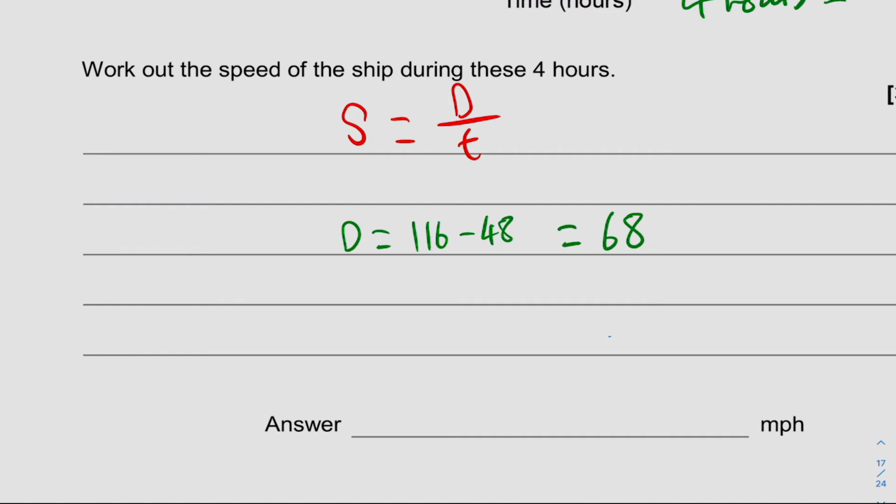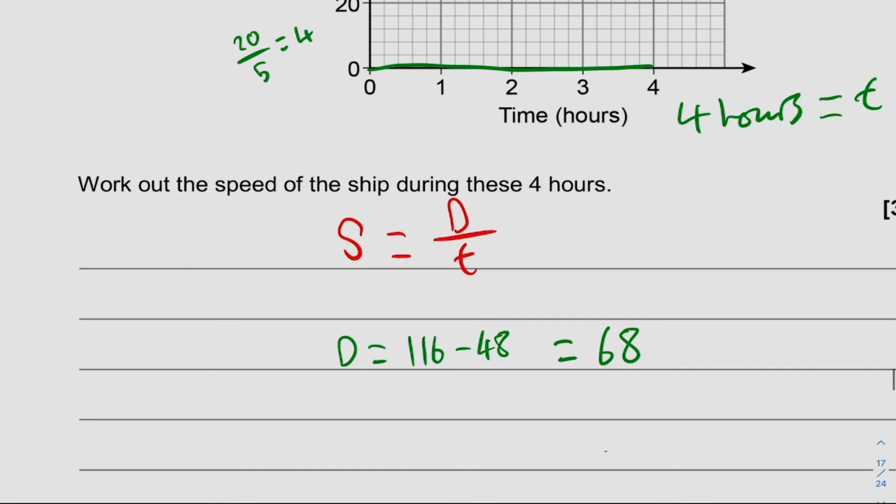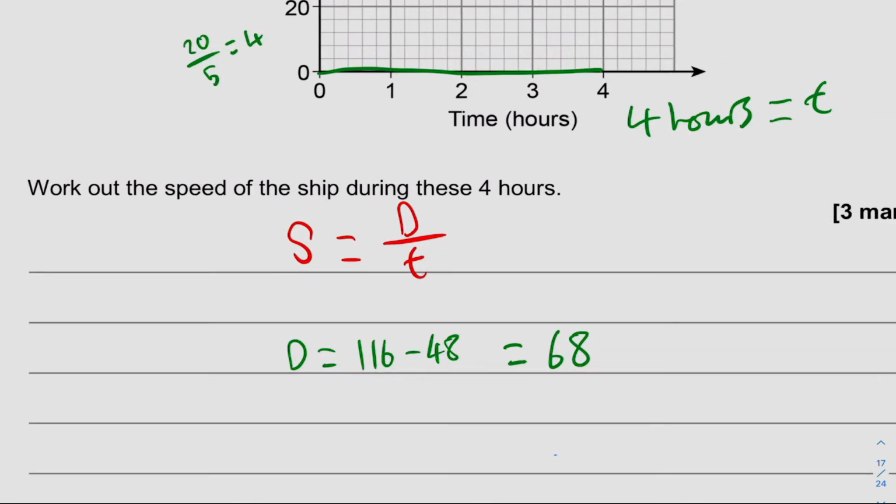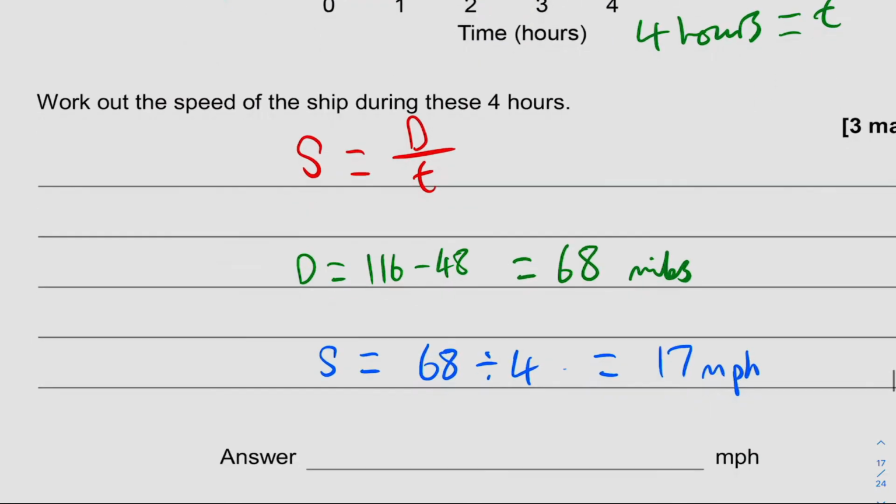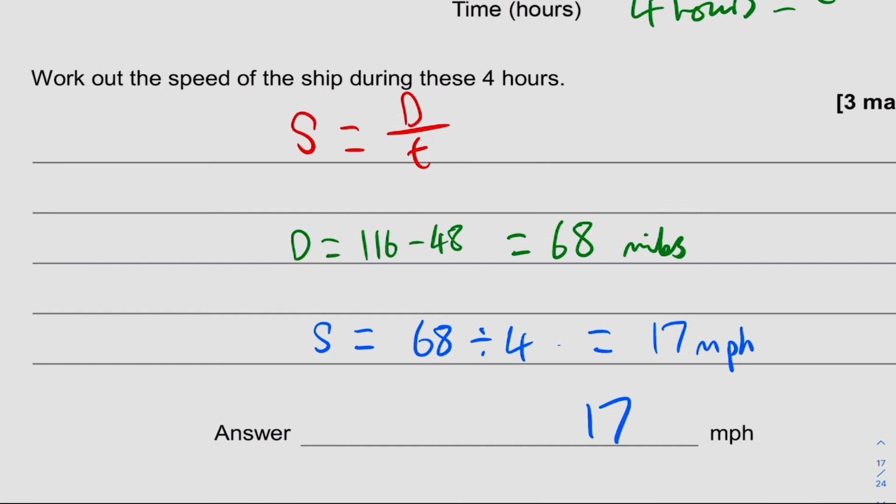Okay, so we've now got our time, which is 4 hours, and our distance, which is 68 miles. So we can work out our speed. Speed, S, is equal to distance, 68, divided by time, which is 4, and 68 divided by 4 leaves us with 17, and the unit is miles per hour. So 17 miles per hour.